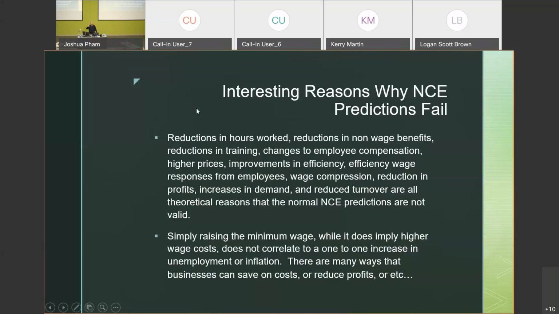It's not that you change the wage and the productivity has to stay exactly the same. That's a theoretical assumption that's cooked into the predictions that we want to raise.